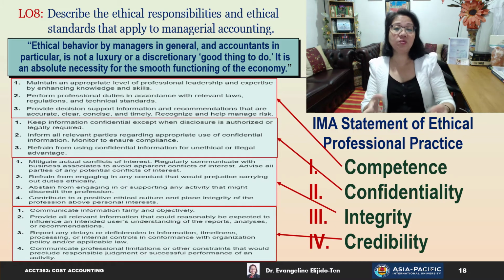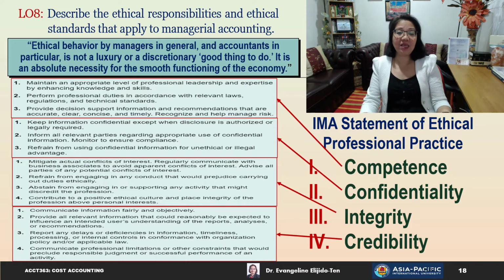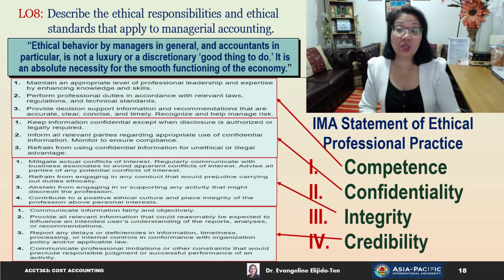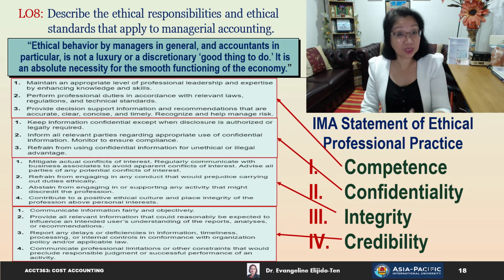It also involves reporting any delays or deficiencies in information, timeliness, processing, or any internal controls in conformance with organization policy. And finally, credibility also includes communicating professional limitations or other constraints that would preclude you from executing a responsible judgment or from successfully performing an activity.